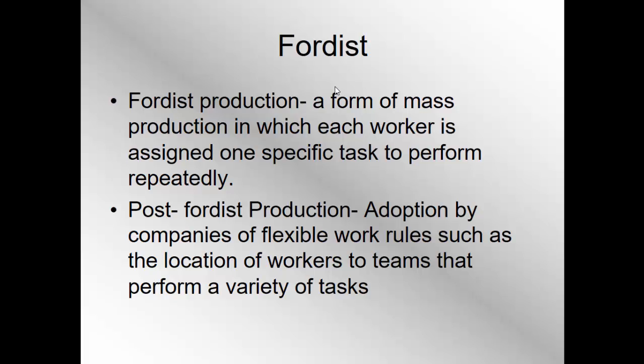Post-Fordist is a more modern type of production method. It's used by a lot of Japanese car companies like Toyota and Honda. It has more flexible rules. Workers are assigned to teams, and the teams perform a variety of tasks together as they see fit. They decide who does what and when. Teams are encouraged to hang out outside of work. They're actually given money to hang out together.